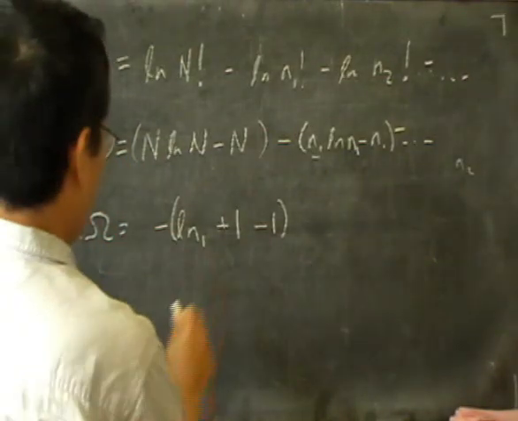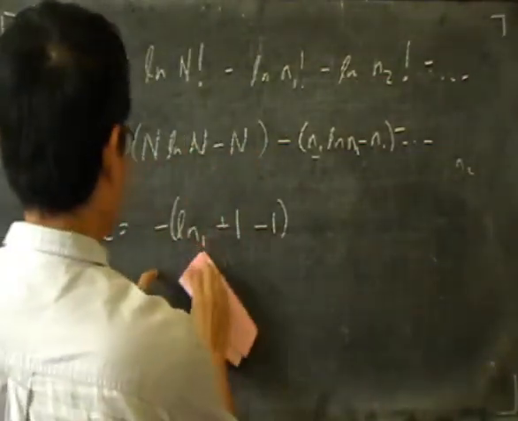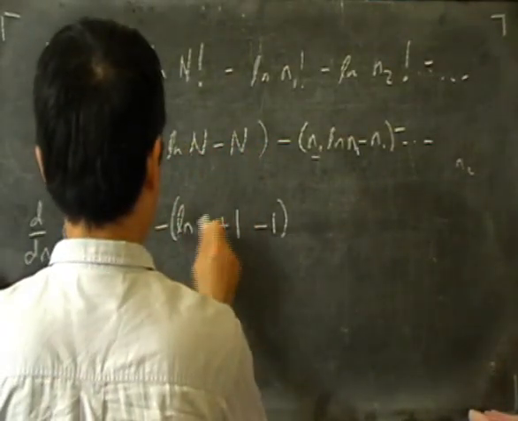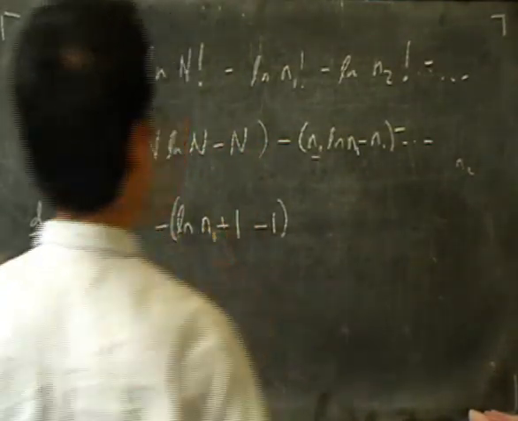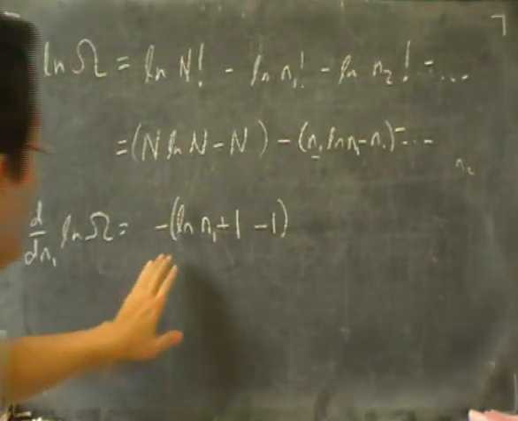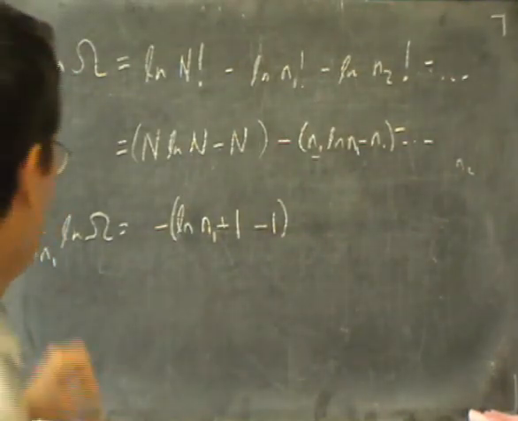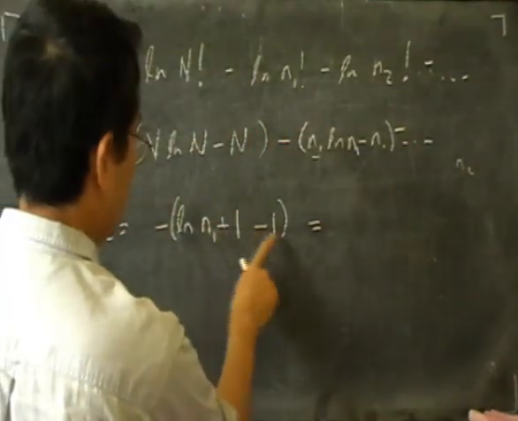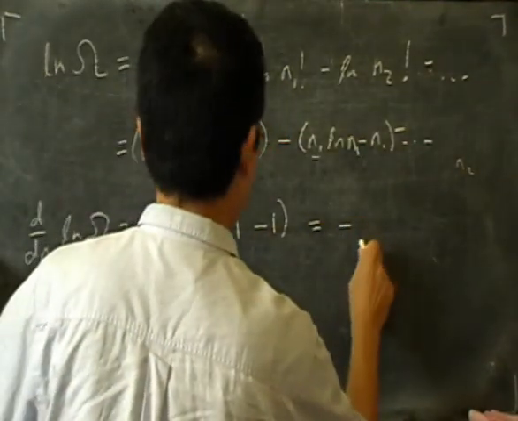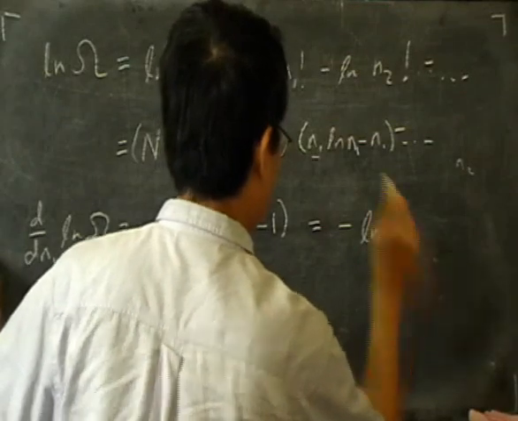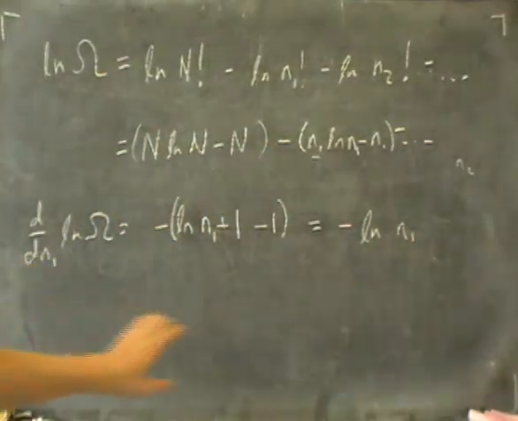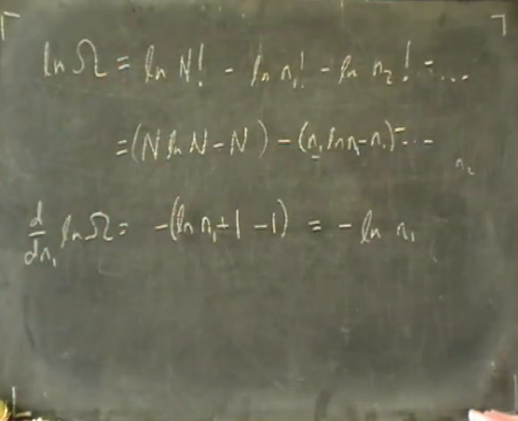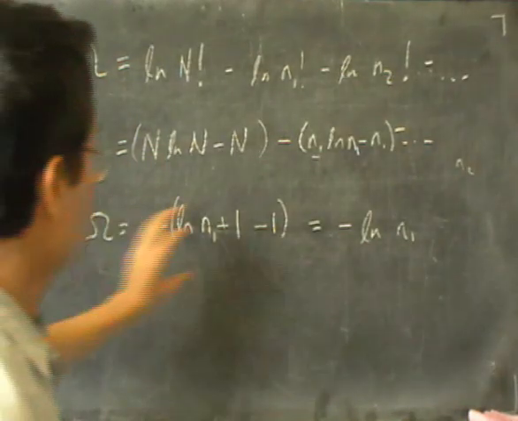So this is what I have, and it's quite simple now. There's a log of n1. 1 minus 1 is 0, so I have minus log n1. So that's what I get, just minus log n1. Alright, so let's remember this.